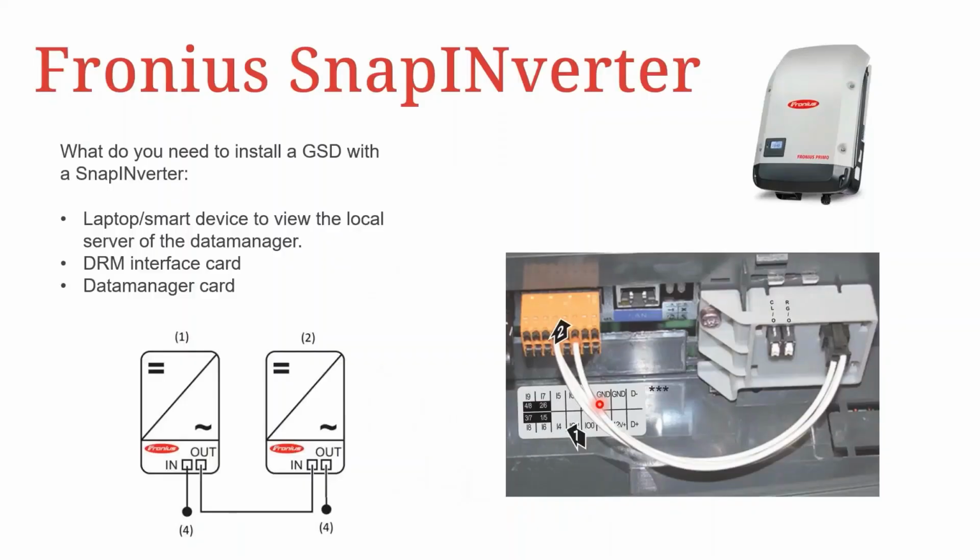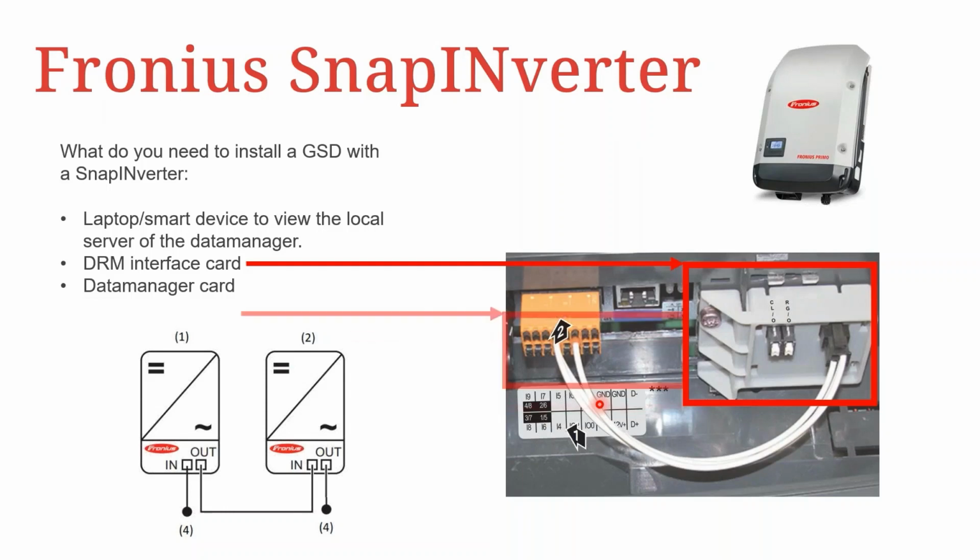Okay, so we just went through step one, which was to install the DRM interface card. And as a recap for the process, we're going to need, number one, a smart device. This is for the next step, and you can use the same device you used to commission the inverter. You'll also need a DRM interface card, which we installed in step one, and a data manager card, which comes standard with a full version of the inverter. However, if you have a light version of the inverter, you will need to retrofit a data manager card to that inverter.